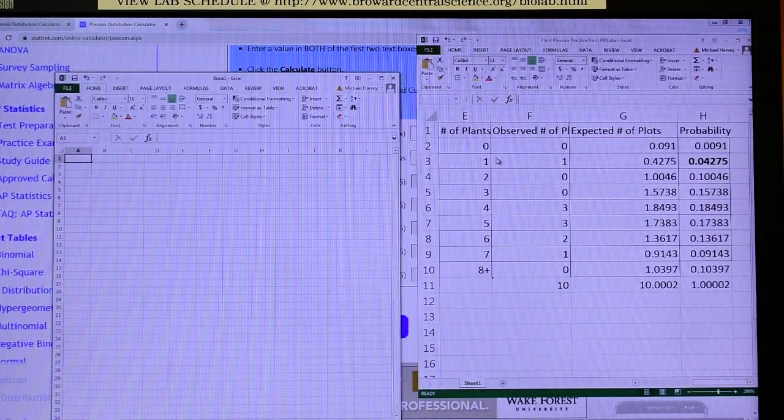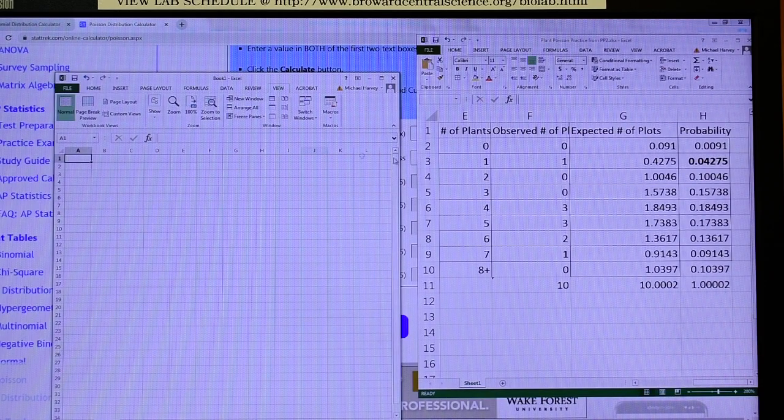Here's a new spreadsheet. I'll show you guys how to do this. We'll use that other one in a minute.